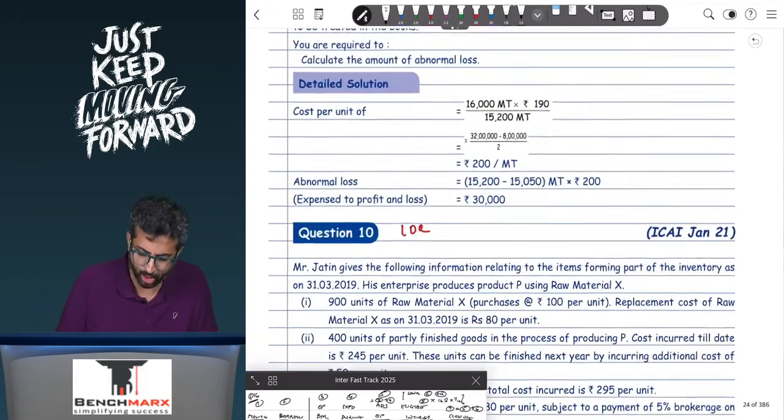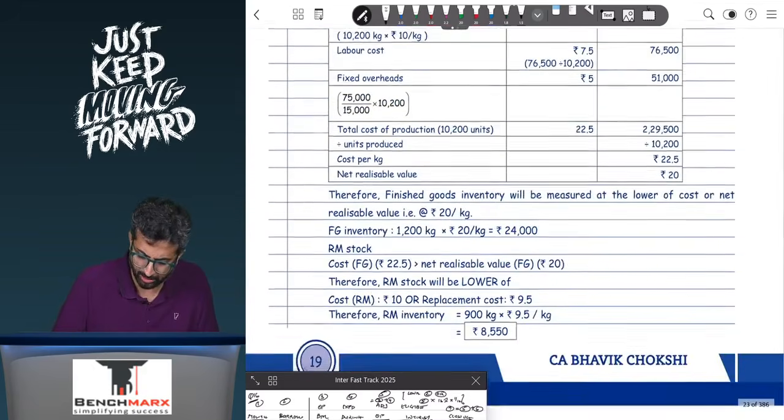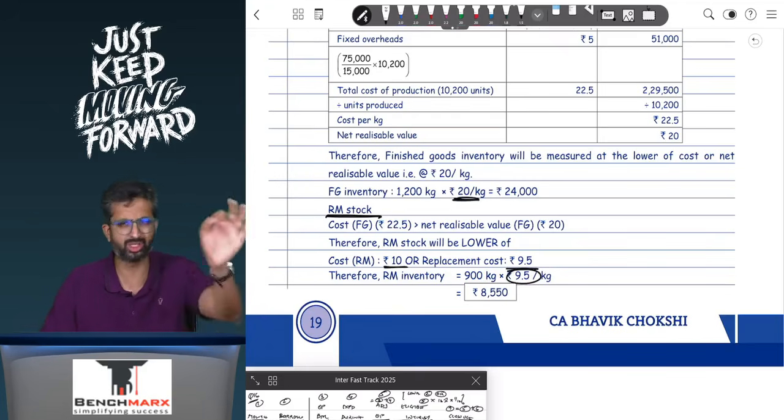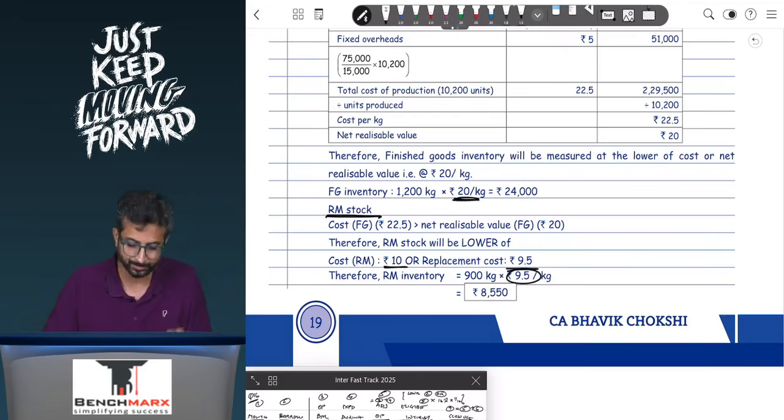So basically if I go to see the working, in this working my RM stock will be at 10 or 9.5, whichever is lower, that is 9.5. Finished good stock will be at 22.5 or 20, whichever is lower, that is 20, and accordingly we will solve. This is exactly on lines of question number 1.